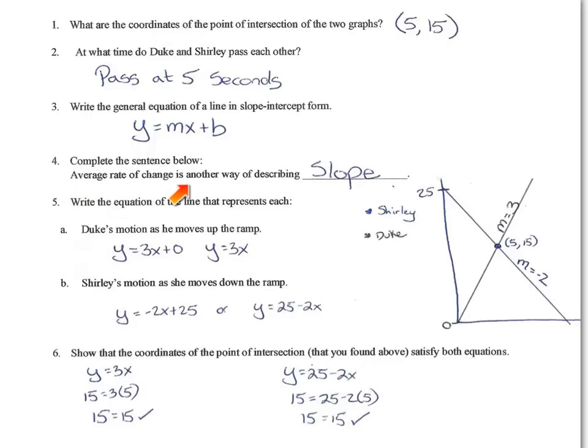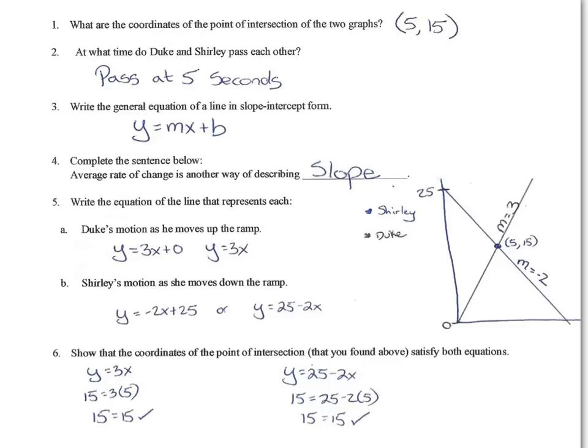Average rate of change is another way of describing, and I've actually used this word already, slope. When Shirley was decreasing at a rate of 2 feet per second, or Duke was increasing at a rate of 3 feet per second, their average rate of change was their slope when we graphed it.